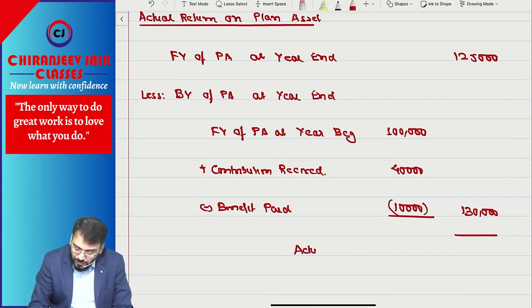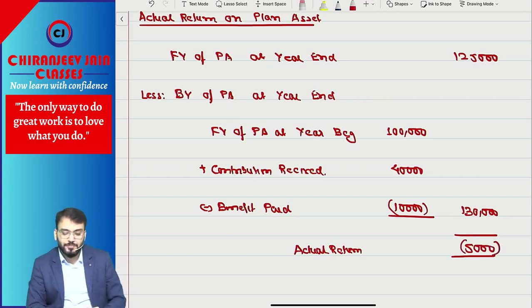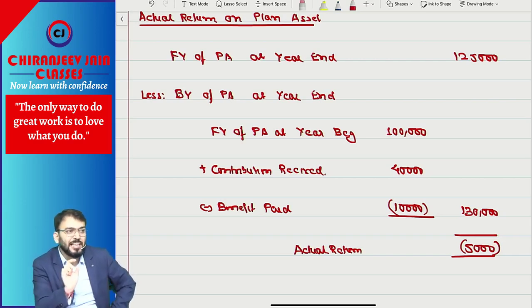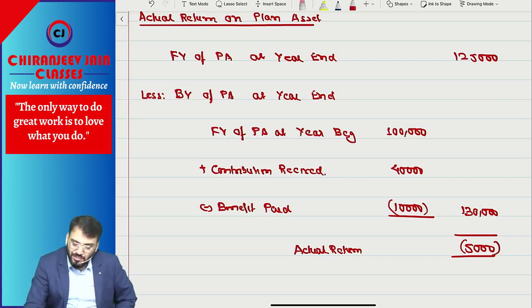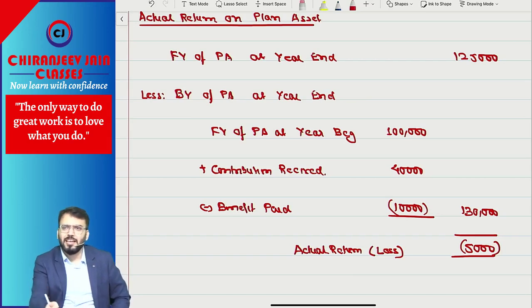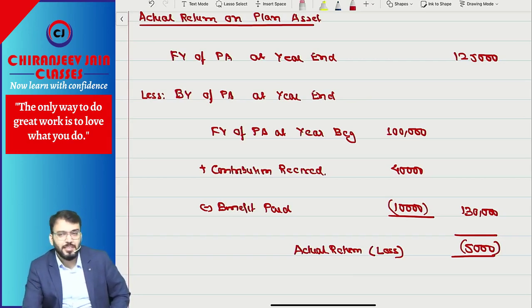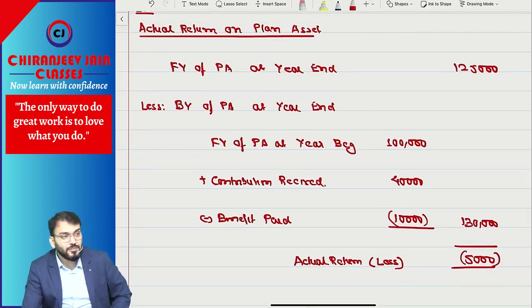So actual return is negative 5,000. Actual return negative is loss, but we call it actual return negative. You can add a loss also, but we call it actual return. Return can be negative, it can be positive. Understood this point? I have written actual.